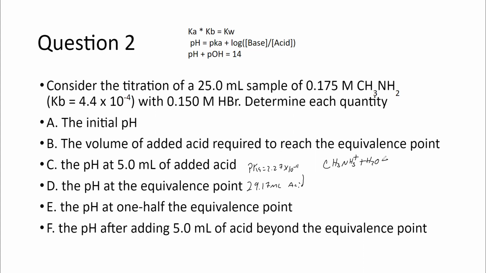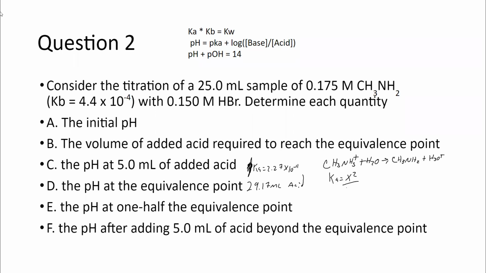That reacts with water. Now this is an acid, water is a base. So this will reform our base, and it will also form H3O+. So we have another ICE table. Oh, sorry, this is Ka, not pKa. So Ka equals x squared divided by my concentration of acid. And so we have to figure that out.